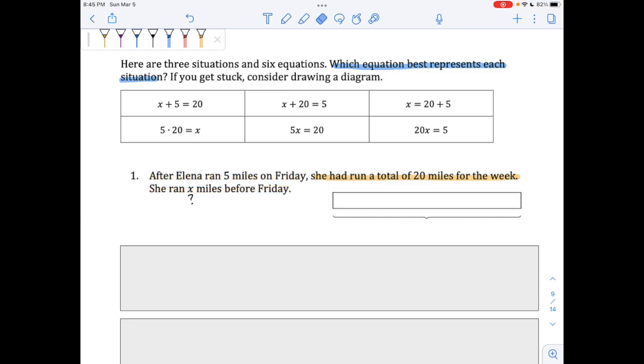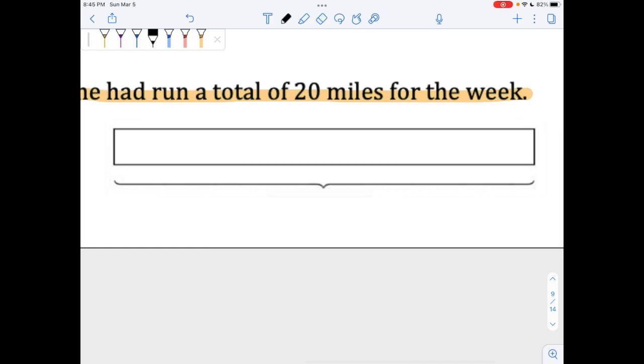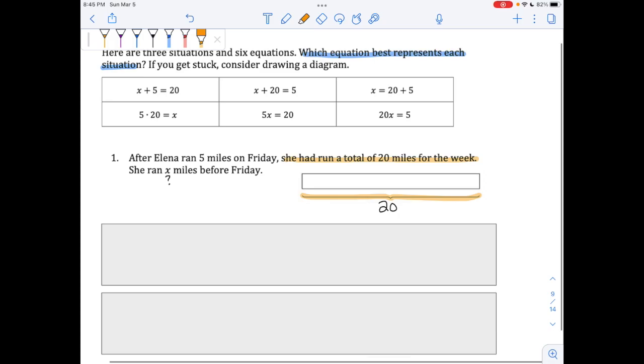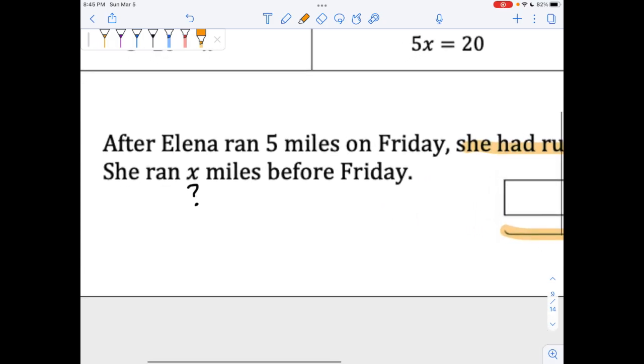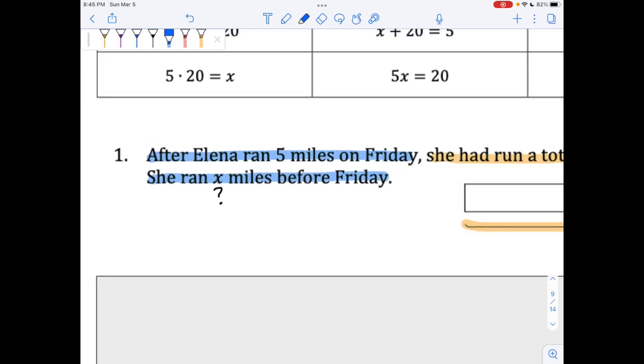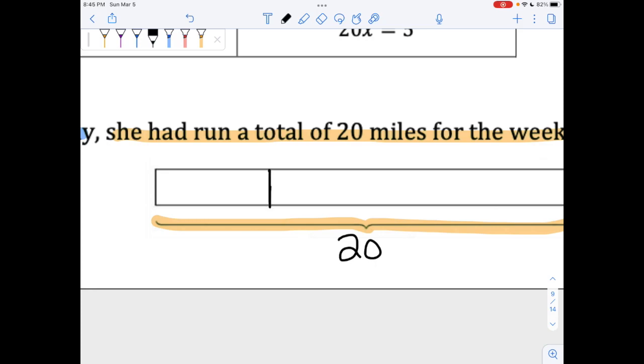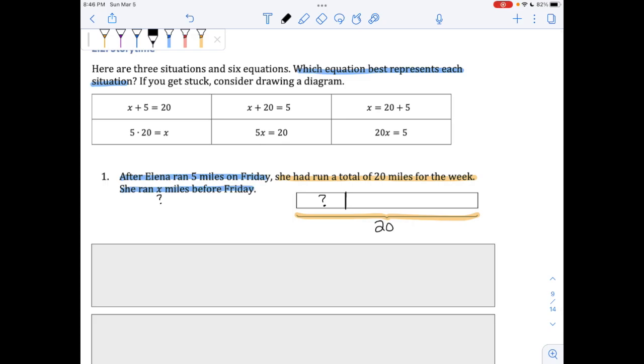One thing I noticed is that it says she had run a total of 20 miles for the week. And I remember in our lesson from yesterday that the total always goes at the bottom of the bracket. So here's my bracket for total. That's a total of 20 miles. All right, then we're going to go back to our other 2 sentences. It says Elena ran 5 miles on Friday, and it says she ran question mark miles before Friday. So if I want to do these in order, I would say first she ran the question mark. So I'm going to break off a piece and call this question mark. That is this blue part here.